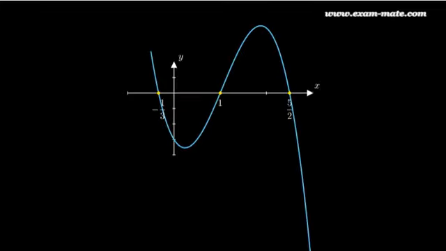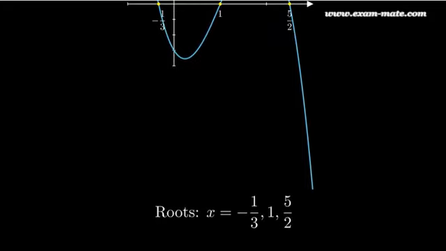Let's analyze this cubic polynomial and find its factored form and where it's negative. Here we have a cubic function that crosses the x-axis at 3 points. To find the factored form, we'll use these x-intercepts as our roots. The roots are -1/3, 1, and 5/2. These will be our factors.